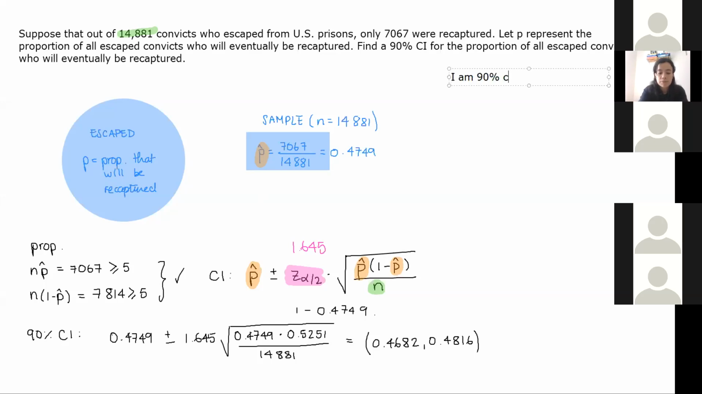And so if we want to interpret this, all that this is saying is that I am 90% confident that the true proportion is between 46.82% and 48.16%.